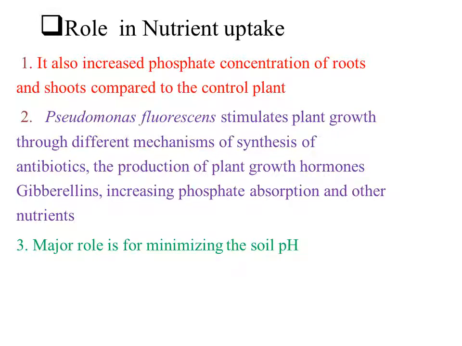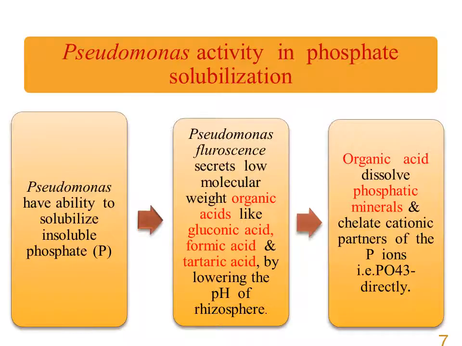The major role of this activity in nutrient uptake is minimizing the soil pH by secretion of some organic acids. Pseudomonas has the activity of phosphate solubilization, solubilizing the insoluble phosphate in the soil. There are some acids like gluconic acid, formic acid and tartaric acid secreted by these bacteria.